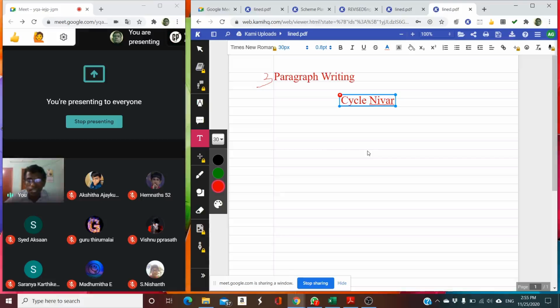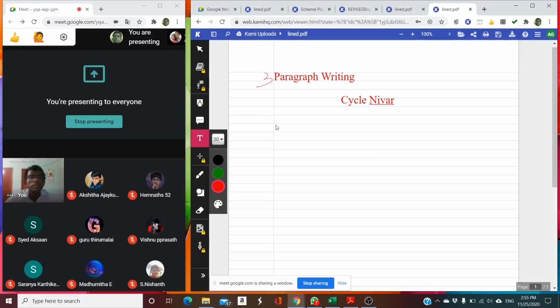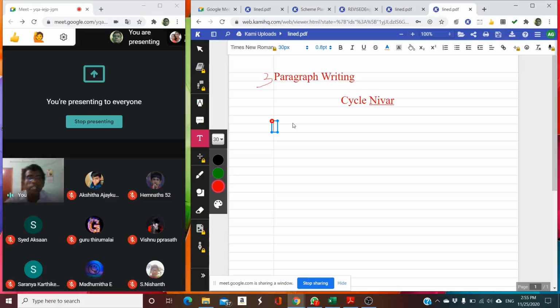You can write the paragraph in two paragraphs. Okay, you can make two paragraphs. You have to write 120 words. So if you want, you can also make it in three paragraphs. Okay. So you start writing from the edge of the margin.